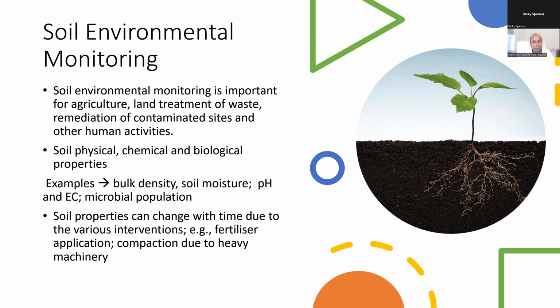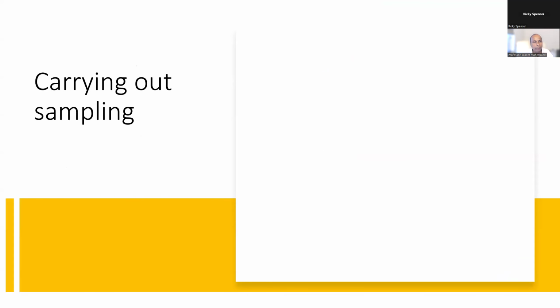And soil properties can change with time due to the various interventions. So if you apply fertilizer on the land for growing crops, it can change the chemistry of the soil. Compaction due to heavy machinery. So all these things can affect soil health, and so soil environmental monitoring is critical to manage the catchment.